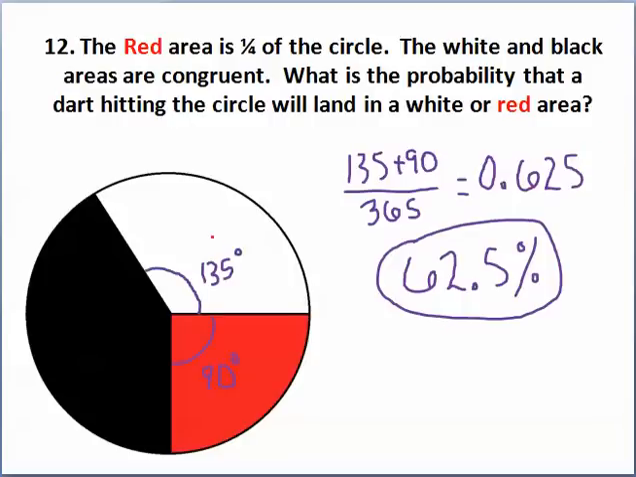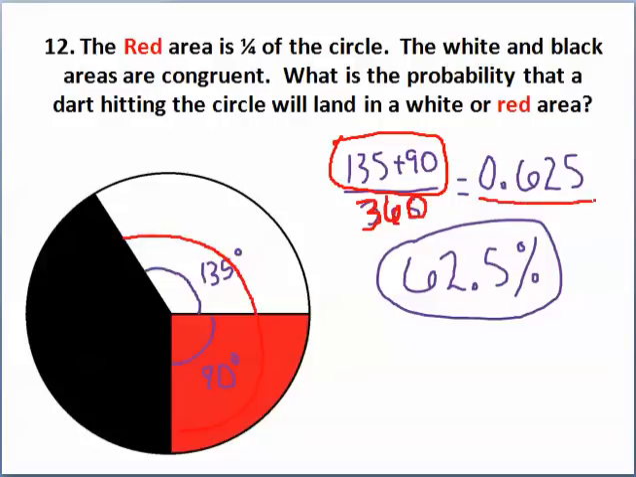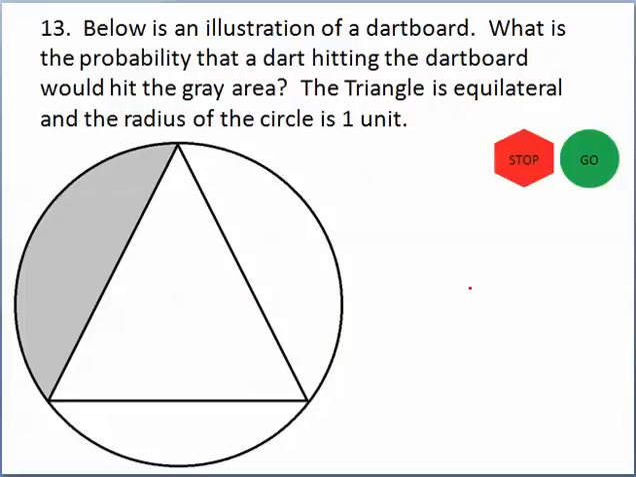All right, well, we have 135 degrees plus 90 degrees, and so that's 135 plus 90 over 360, not 365, an error on my part, 360, and that gives us 0.625. Shift the decimal 2 places, and it becomes a percent. Percent means per 100, and so we have 62.5 per every 100 that we have. Below is the illustration. Click on the stop sign, see if you can solve this one.